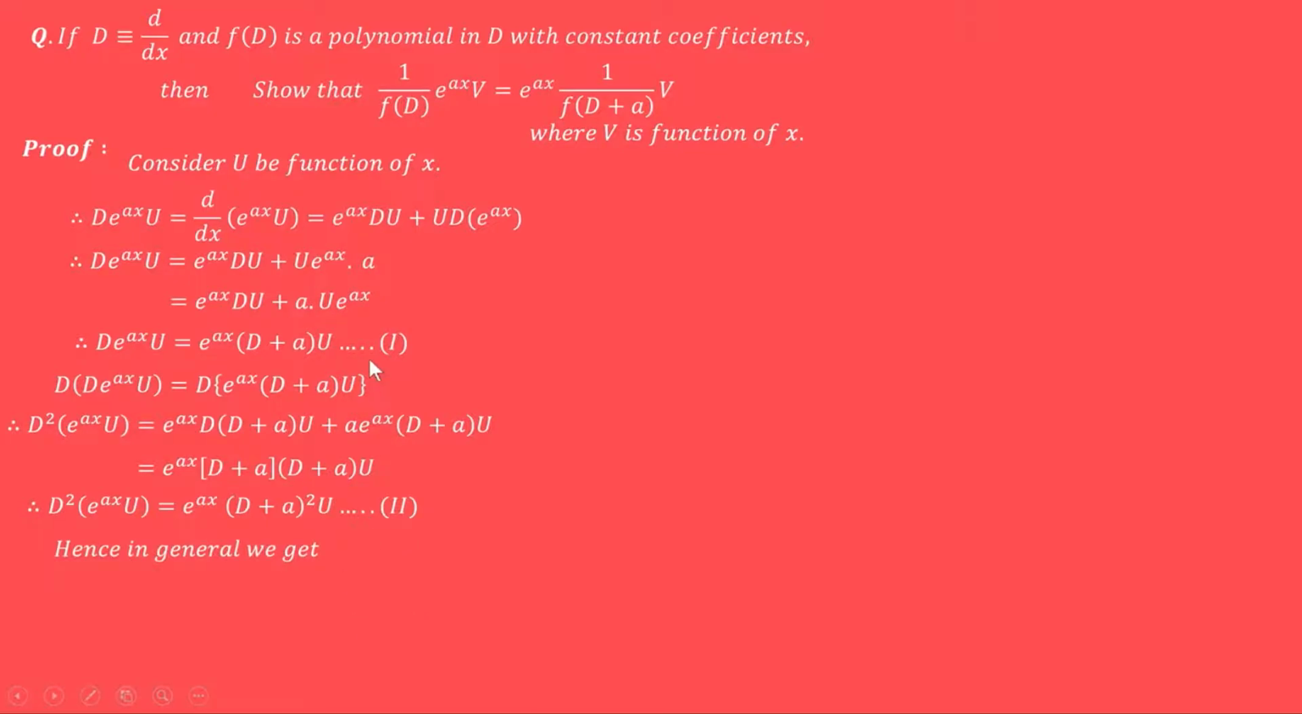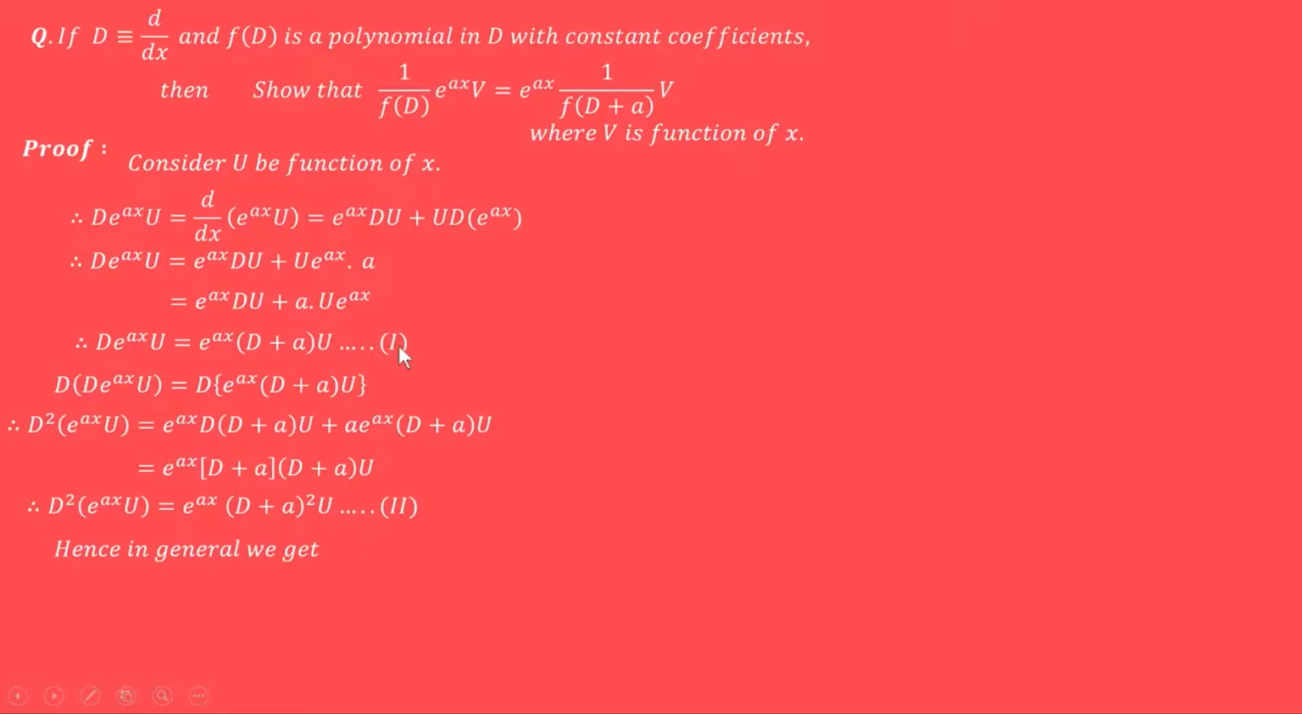Now here observe these two equations, equation number 1 and equation number 2. In equation number 1, we can write this as D raised to 1, e raised to ax u is equal to e raised to ax (D plus a) raised to 1 u. In the left hand side there is D, and in the right hand side in the middle term there is D plus a. Similarly, in equation number 2, the power is square: D square e raised to ax into u is equal to e raised to ax outside, and in the middle term (D plus a) bracket square into u.